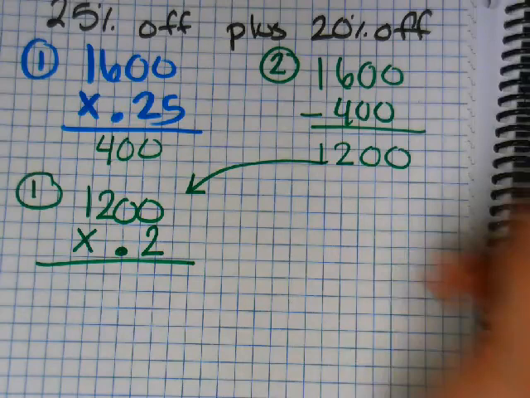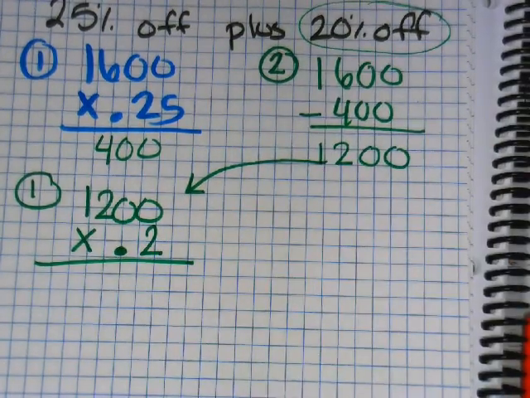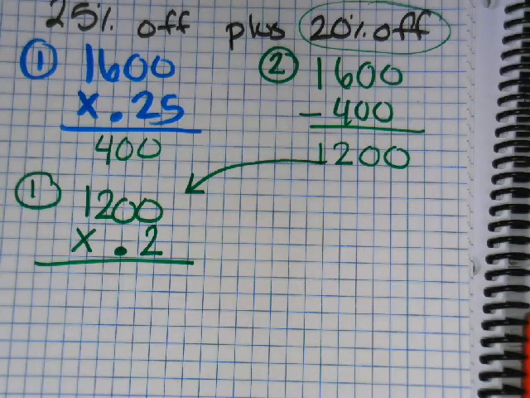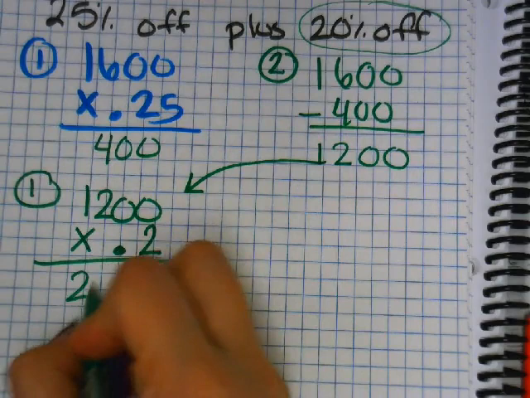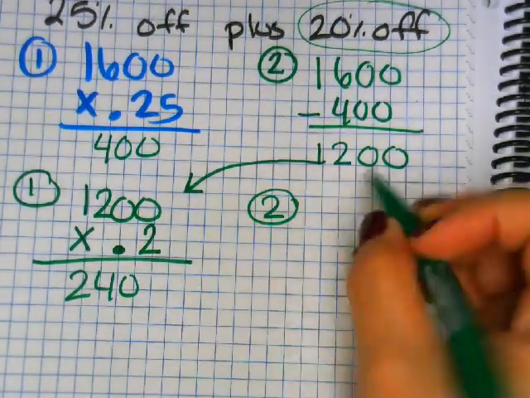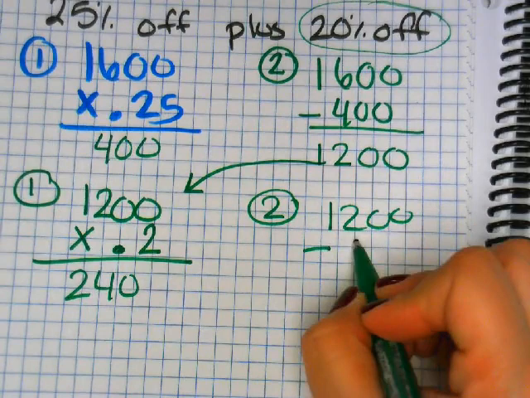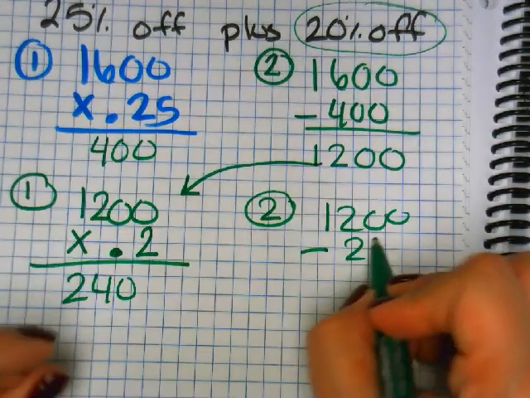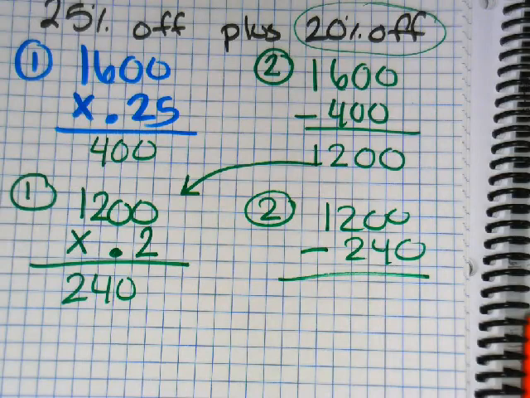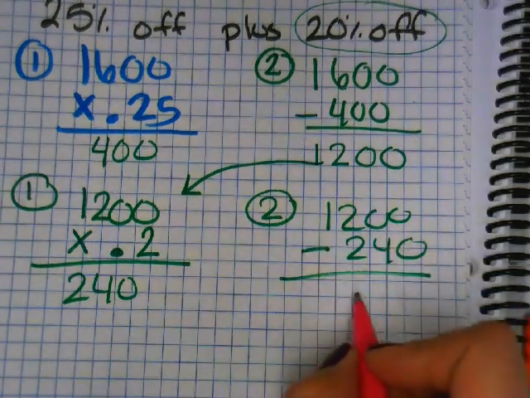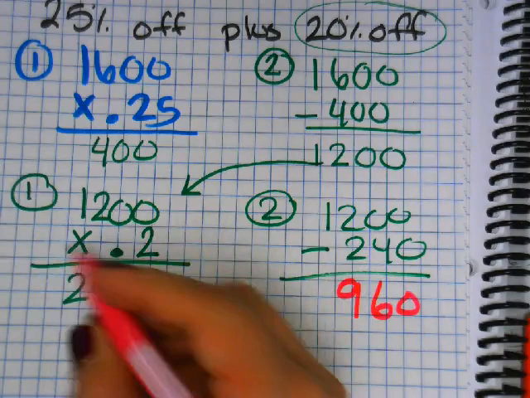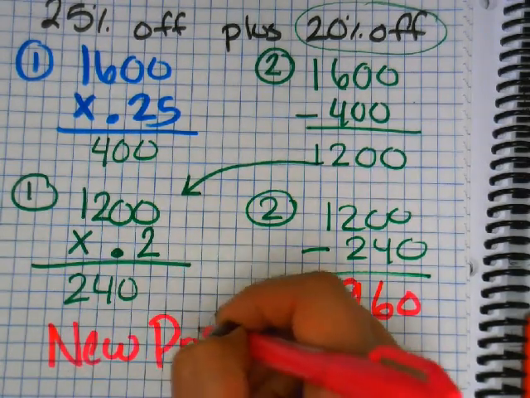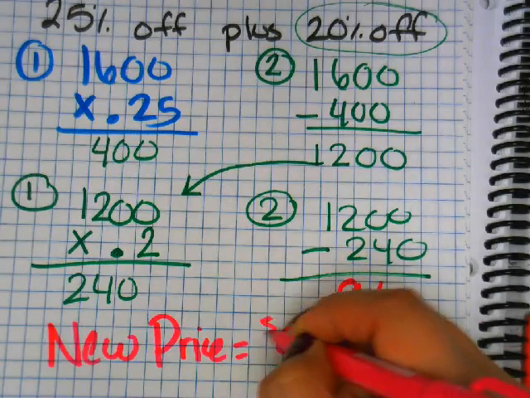Because what's our second percent? 20%. So now we're going to use 20%. So type it into your calculator. What is it? 240? Thank you. And then what's our second step again? Subtract. Make sure you're using the new 1,200. All right. What's our new price? Yeah, so your new price is equal to $960.